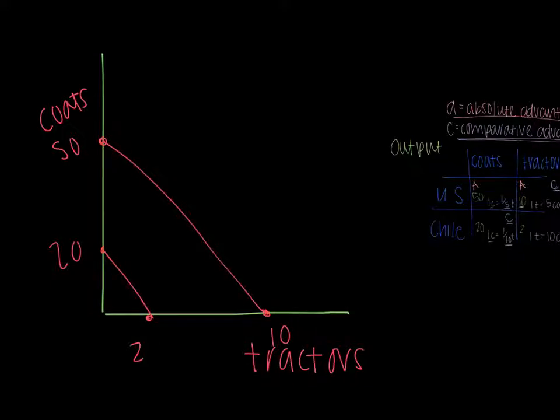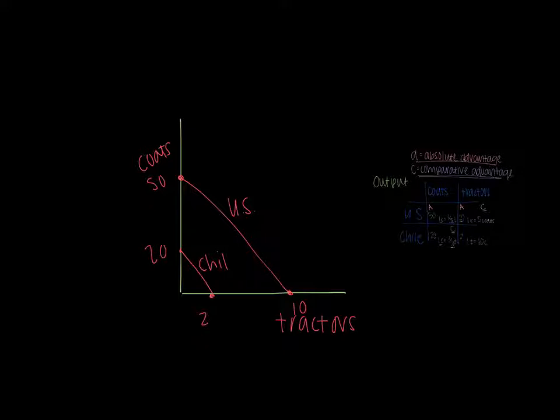So this is going to be the US showing their absolute advantage, and Chile, and you can see how they are lower in the process. So this is how you take this information, and that is how you do the absolute and comparative advantage.